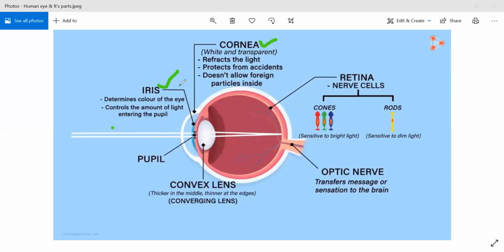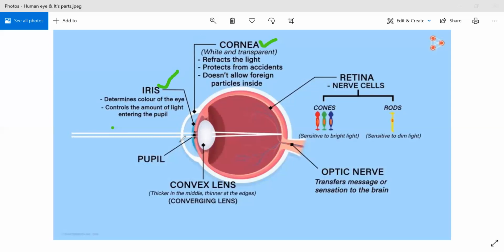And the main crucial function of the iris is that it controls the amount of light which enters into the pupil, right? The crucial point is that the iris controls the amount of light entering into the pupil.